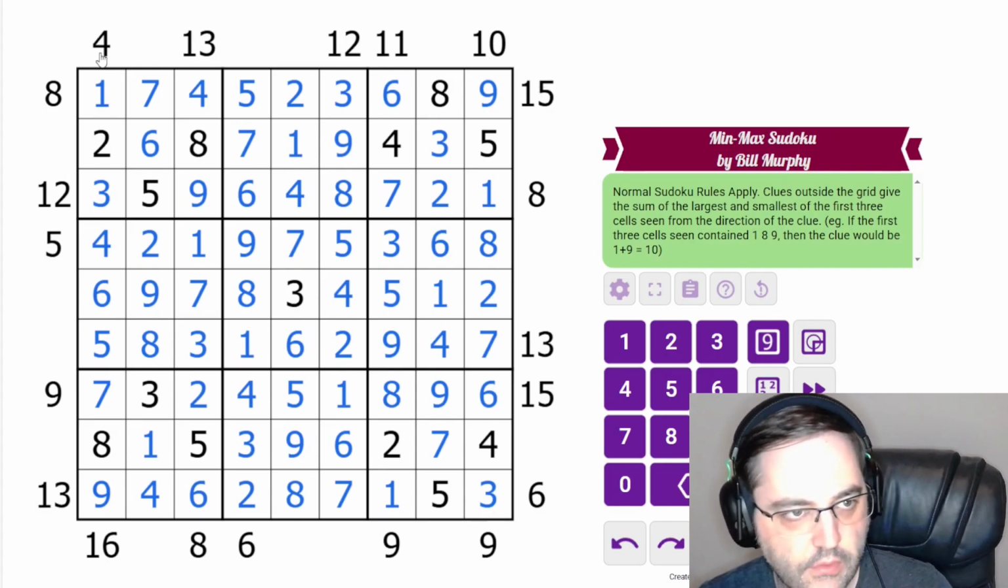Yeah, cool puzzle. Lots of variety with how the clues work in this one, which I like.